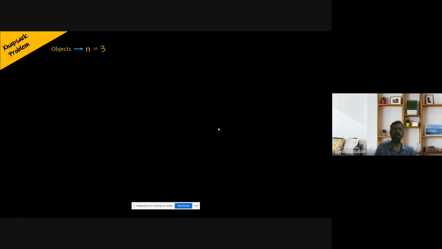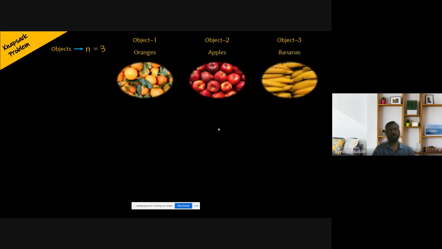Let us consider we have 3 objects as an example: object 1, object 2, object 3. Let's say object 1 is oranges, object 2 is apples, object 3 is bananas. Now, in some textbooks, the example taken is object 1 as gold, object 2 as silver, object 3 as diamonds. But anyway, let us use common entities: oranges, apples, and bananas.